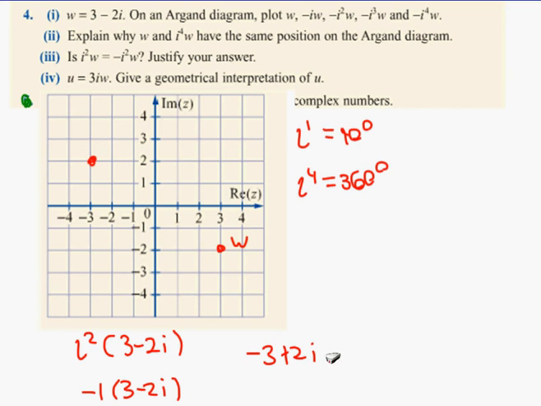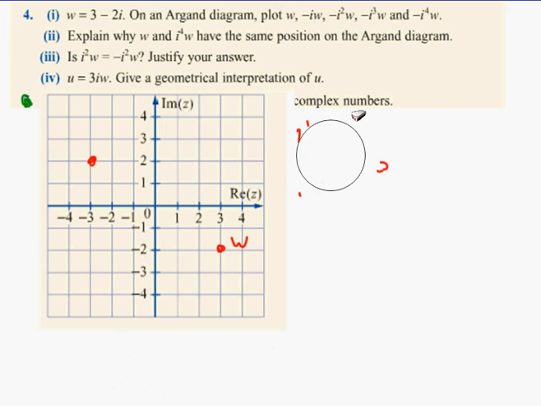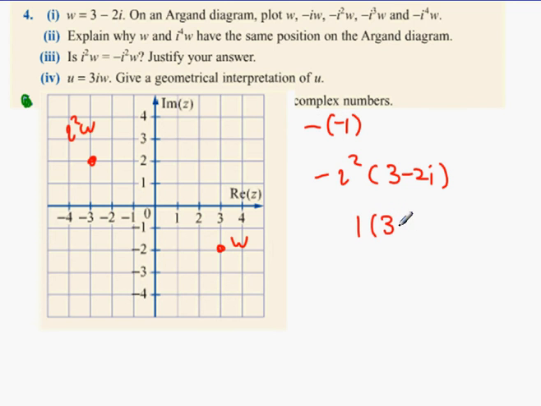And then what we have next, that's i squared w. And then what we have after that is going to be -i squared w. So -i squared w is going to be -(-1), which is going to be 1, times 3 - 2i. 3 - 2i is here. So look, they're not the same thing because they're opposite ends. They're central symmetry of each other. Okay, so they are not the same thing.